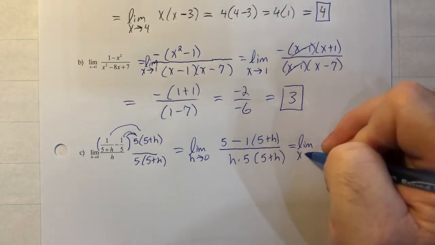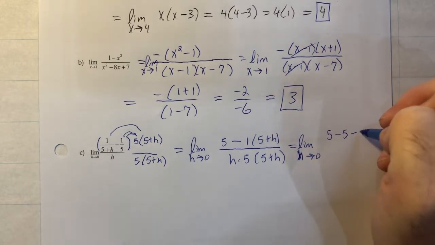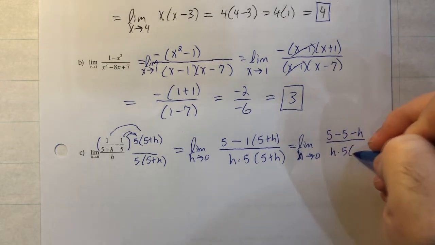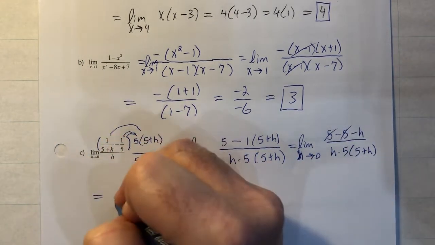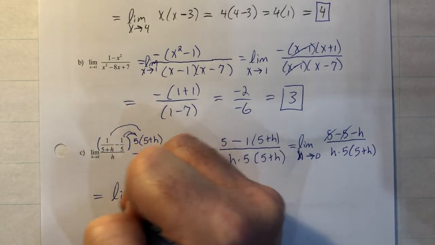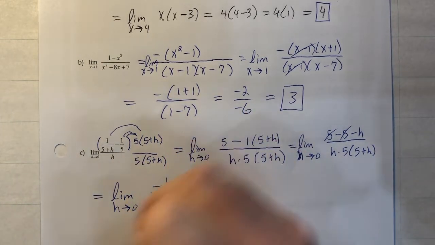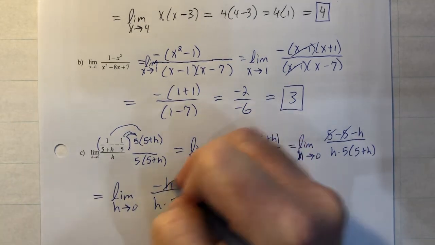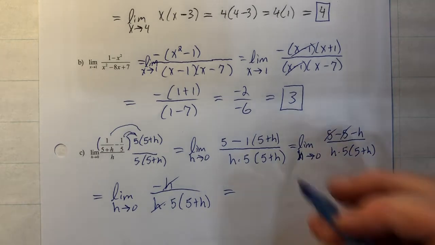So continuing on, the limit as h approaches 0 of 5 minus 5 minus h all over h times 5 times 5 plus h. These two 5's cancel each other, which is good news because now it looks like we have a factor of h up top. Limit as h approaches 0 of -h, which can cancel with that h in the bottom, times 5 times 5 plus h. Those cancel. The problematic piece of plugging a 0 into the denominator and having it make the denominator 0 has gone away. So I can now plug in.